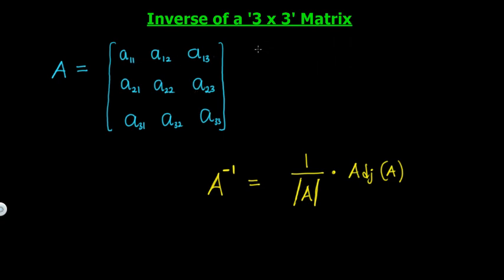Take for example entry A11, its minor will be obtained when you cross this and you cross this. When you cross this row and you cross this column, this is its minor. So its minor will be A22, A23, A32, A33.